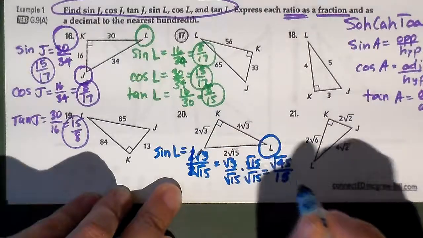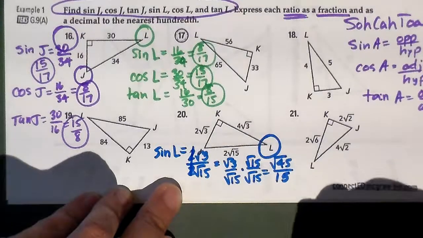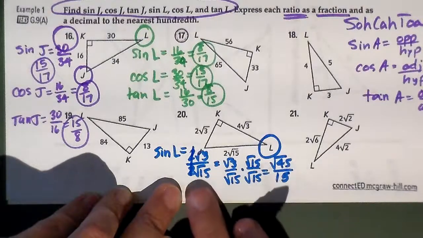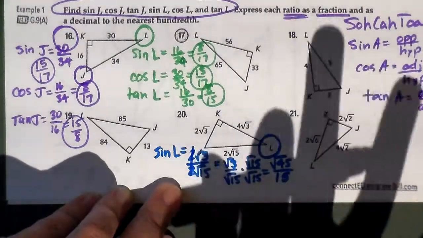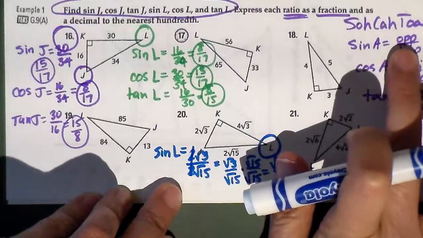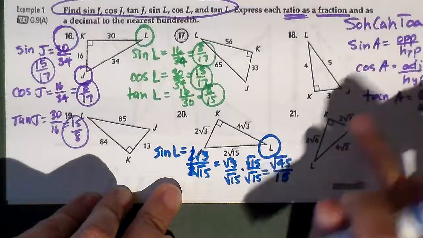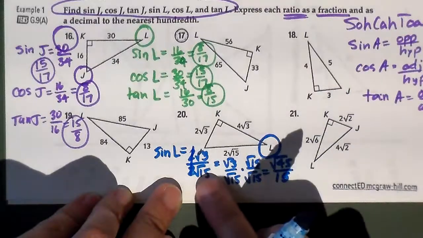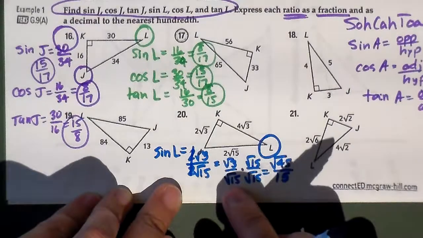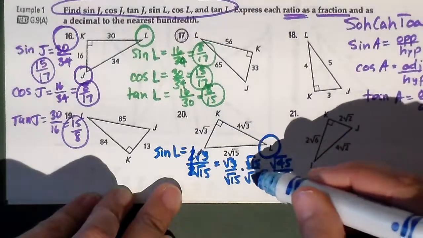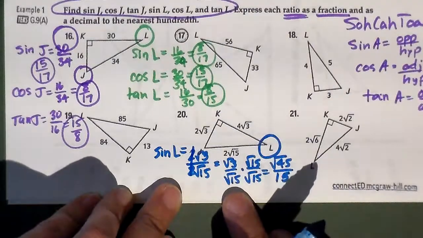Over 15. Okay? Now, this one again is a little bit of fun. Let's go back to the beginning first. Opposite of L is 2 square roots of 3. Hypotenuse is 2 square roots of 15. So I've got 3 square root of, over square root of 15 when I reduce the 2. Then I multiply by 15 to get a rationalized denominator.